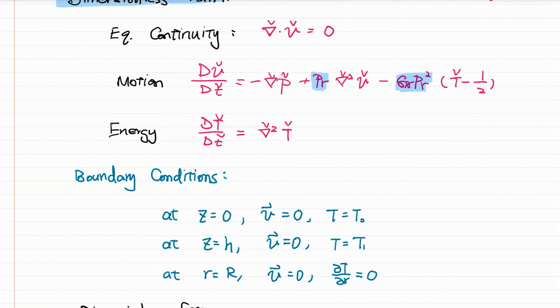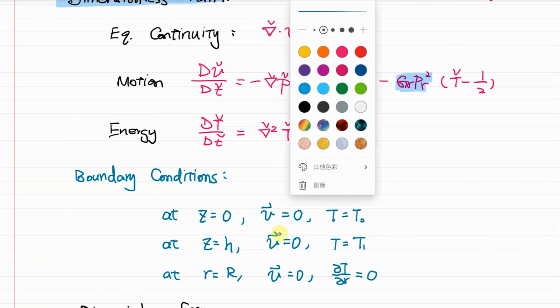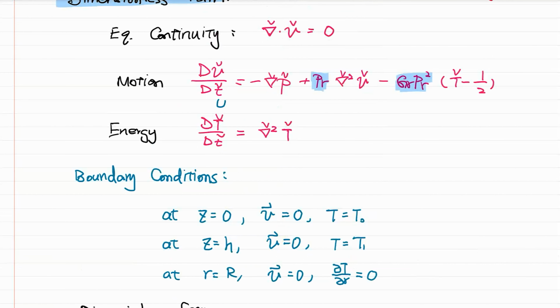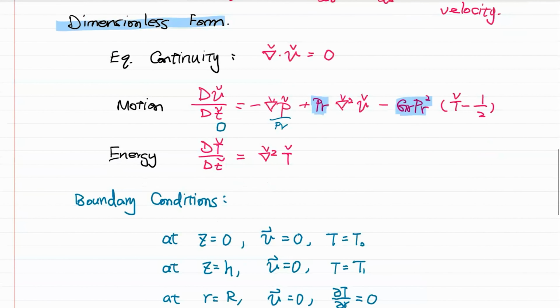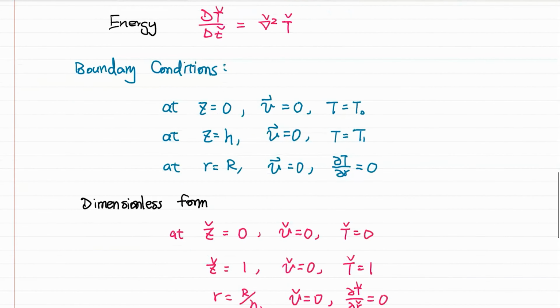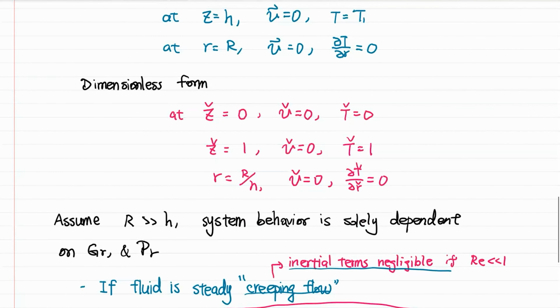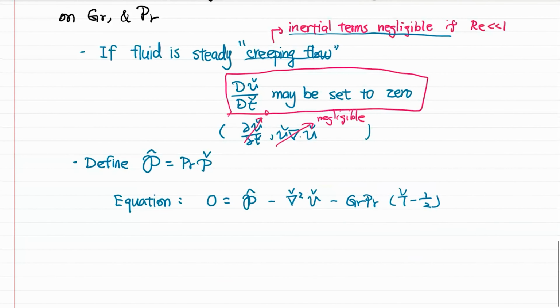Okay, so what we're doing here is basically just transforming. If it's a steady creeping flow, the left-hand side is going to be 0. And now we're also going to divide the whole equation by the Prandtl number. So the Prandtl number squared disappears, and we're just defining a new pressure term.